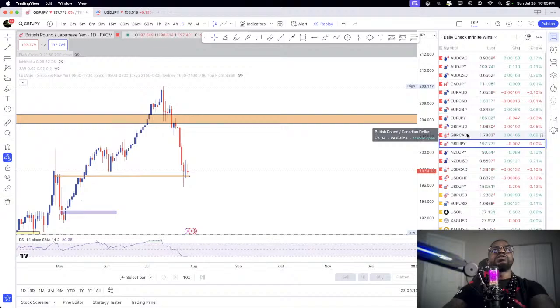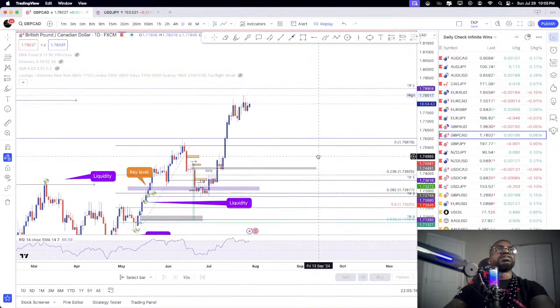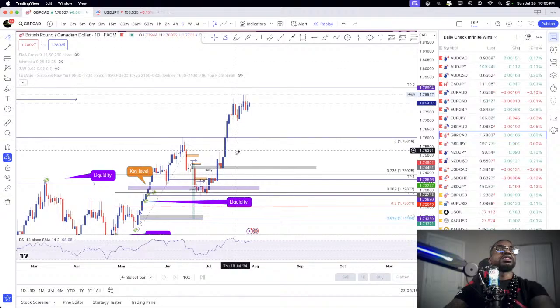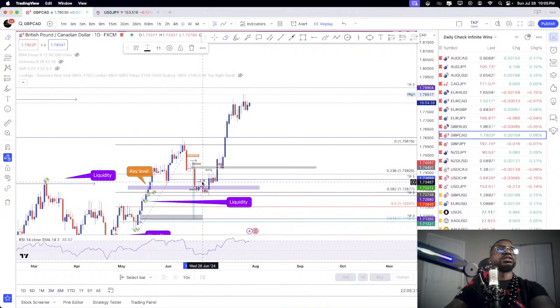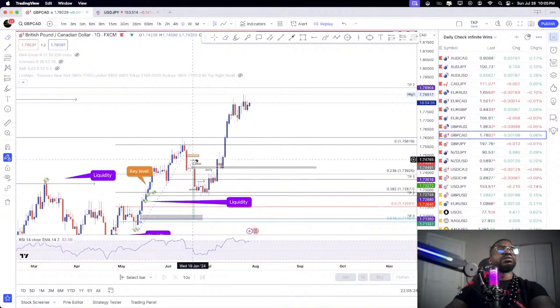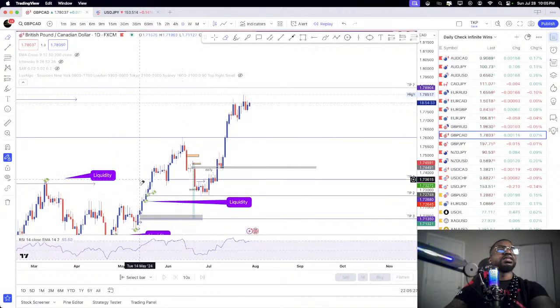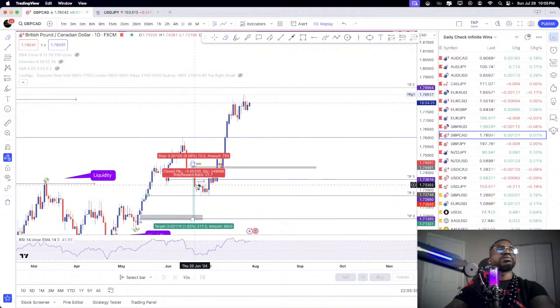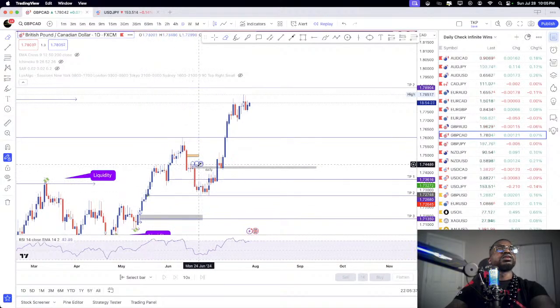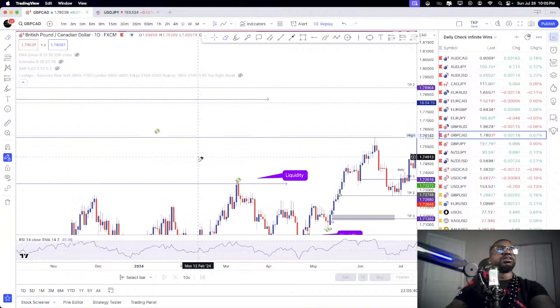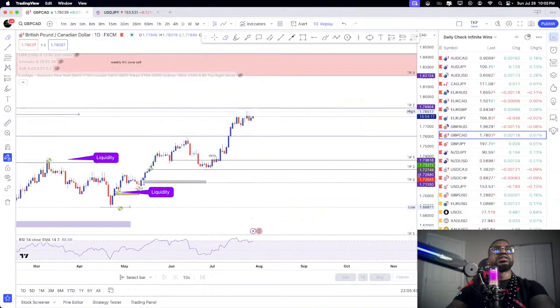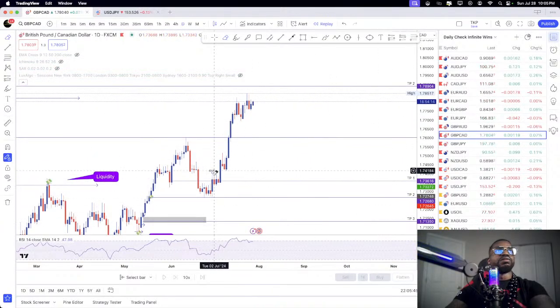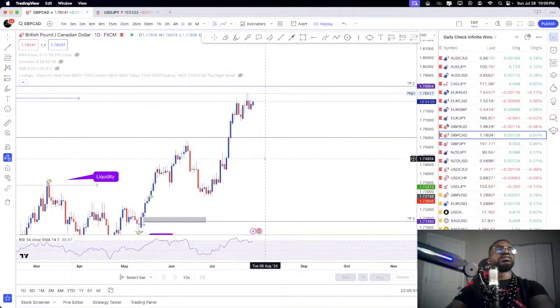All right, let's go through. Oh, this thing took off. Okay, so we haven't traded this in a while. This chart's kind of messy. Oh, wow. Okay. So it looks like it just broke above a significant high. Oh, we already got levels on that. Let's see what happens.